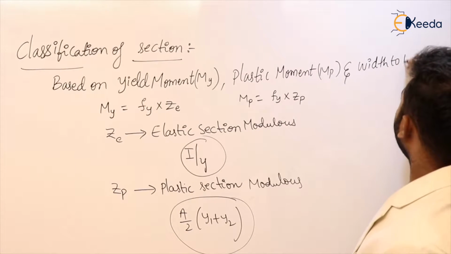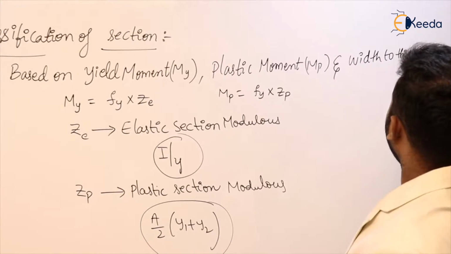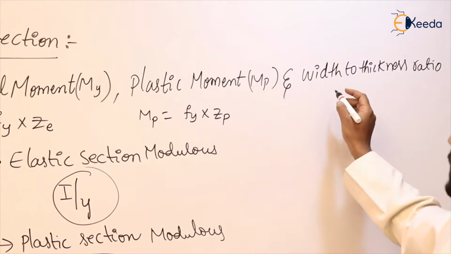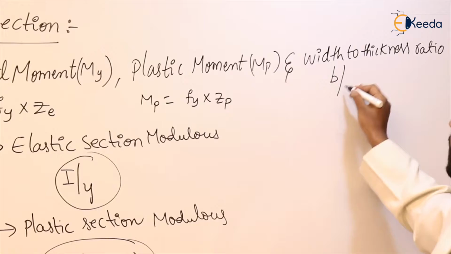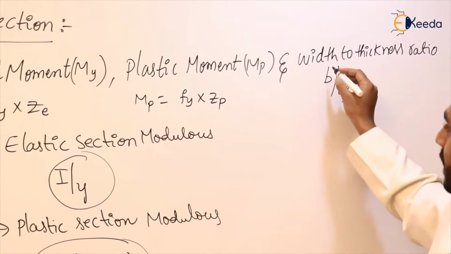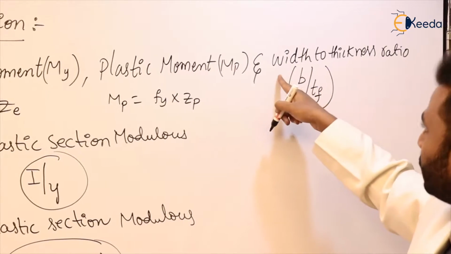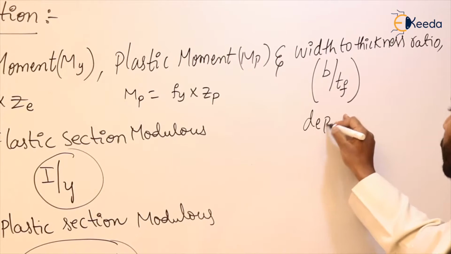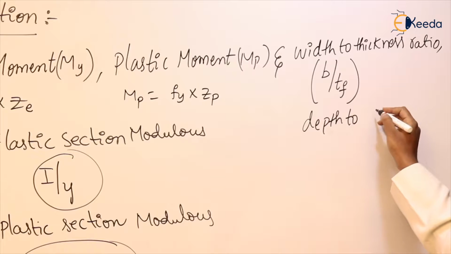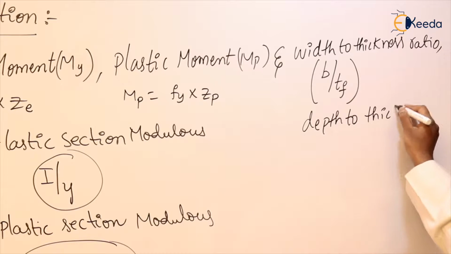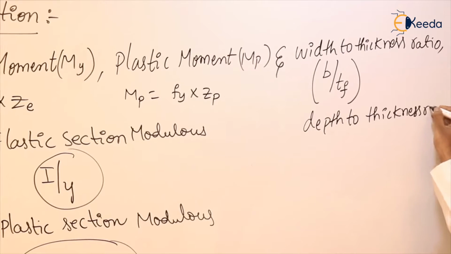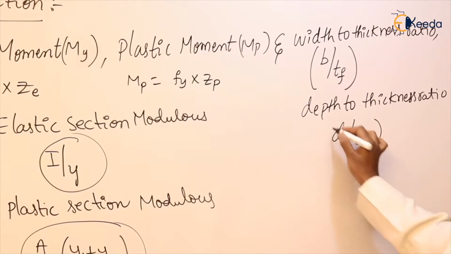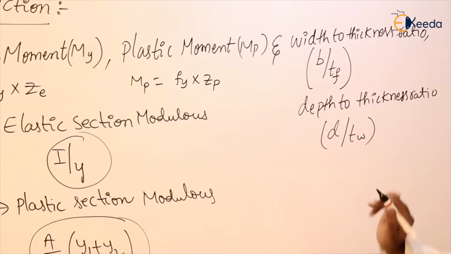width to thickness ratio. So width we represent with B and thickness tf. It means outstand, I'll explain the diagram. So width to thickness ratio, and or depth to thickness ratio. It means d by tw. I'll explain in the diagram what is d, what is tw, what is b and what is tf, everything.